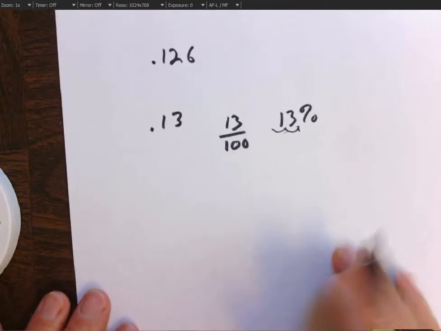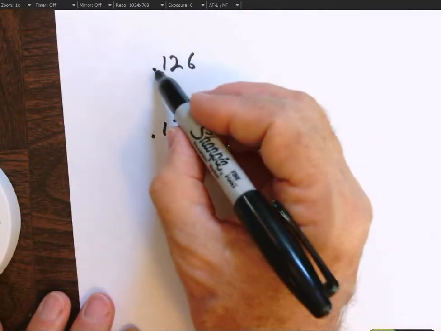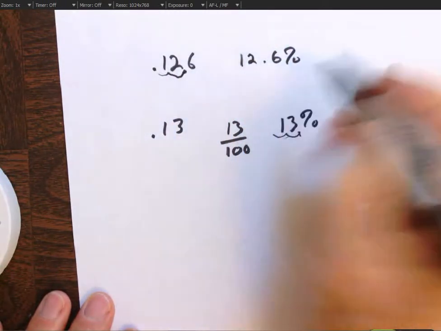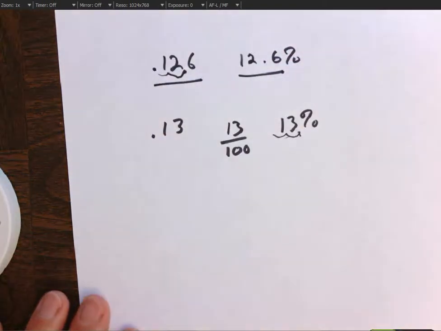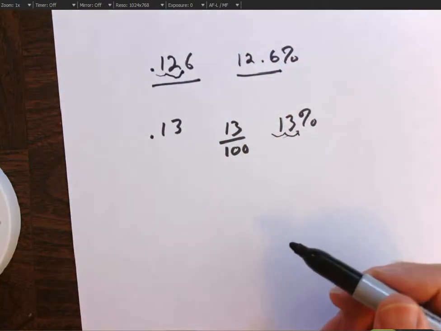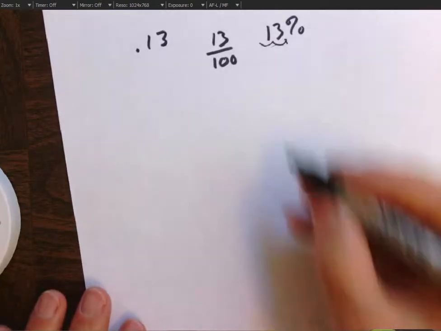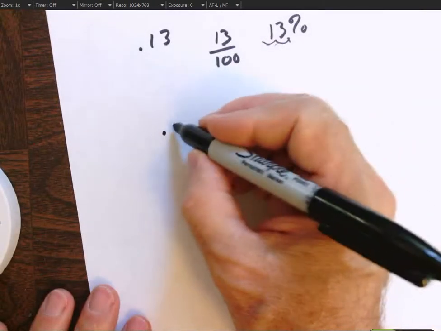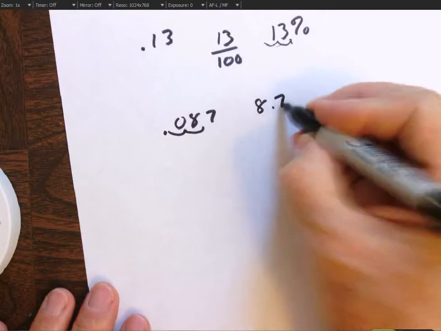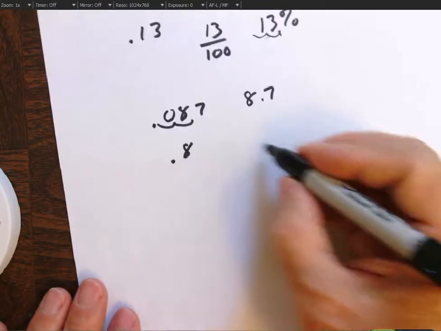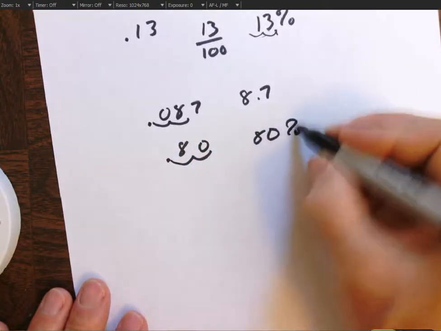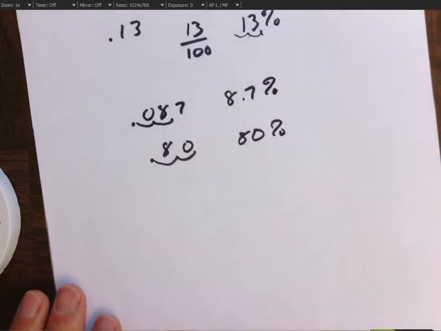So if I go back to 0.126, I move it 2 places, and I get 12.6%. So the actual number for the percent is bigger than the number for the decimal because the percent has to be divided by 100 to get that number back. Okay? So another example, 0.087, I'm going to move it over twice, 8.7%. If it was 0.8, how do I move this over twice? To move this over twice, I would need to add a 0. So it's 80%. Sorry, I should have put the percent sign there. Okay?